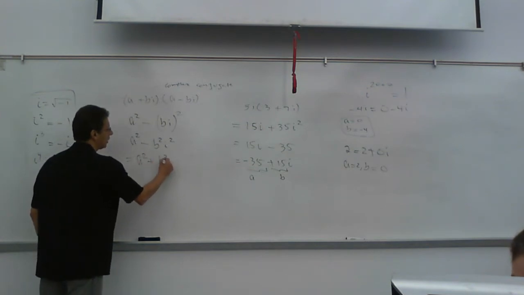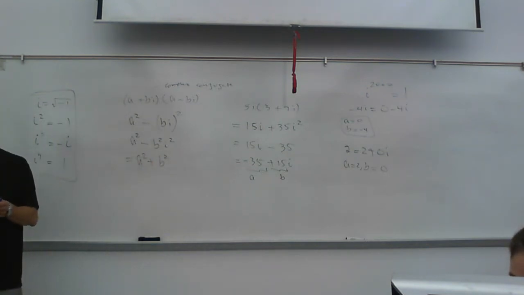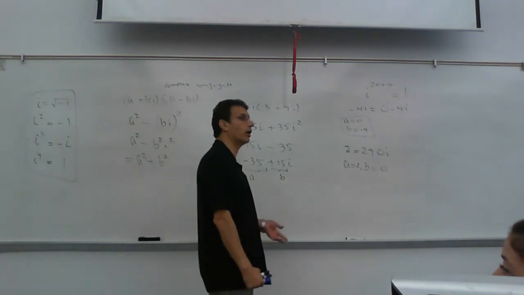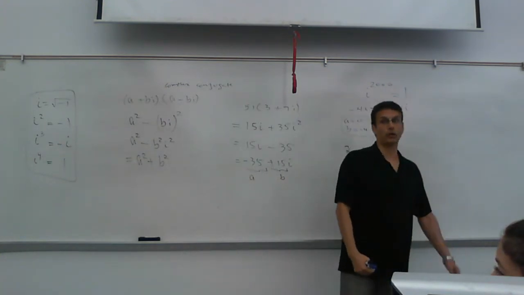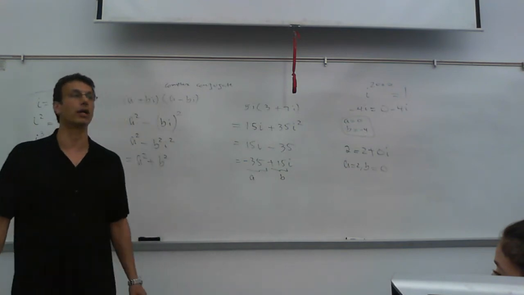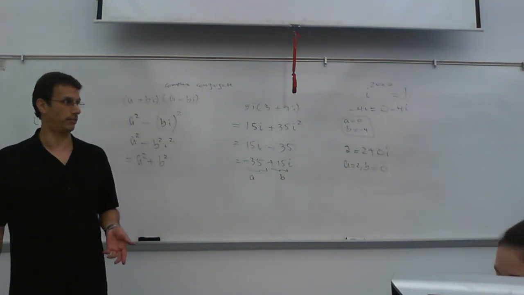So from now on, we can use that. So one more time. A plus B times A minus B is A squared minus B squared. The product of A plus BI times A minus BI is A squared plus B squared. All right?